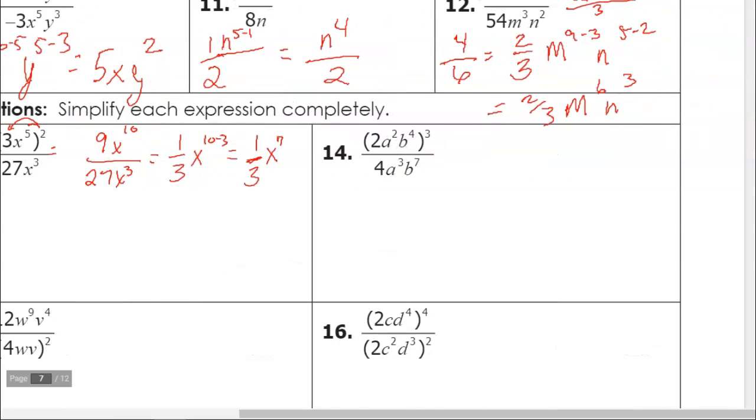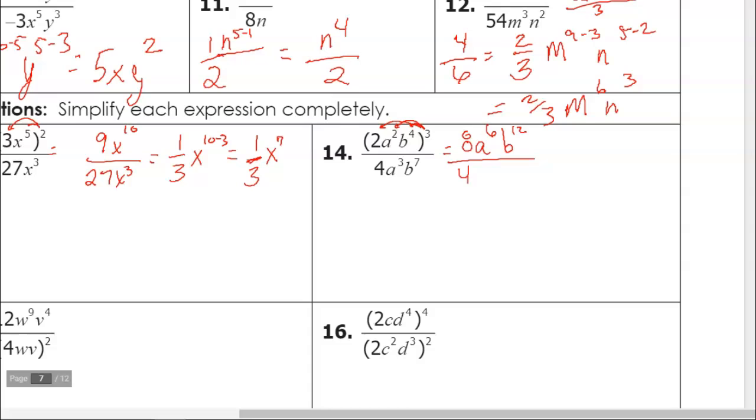Over here, like I said again, we do our distributive property first. And so we want to multiply. So 2 to the 3rd, 2 times 2 is 4, times 2 is 8. So we have 8 on top. 2 times 3 is 6. So we have a to the 6th power. 4 times 3 is 12. We have b to the 12th power.